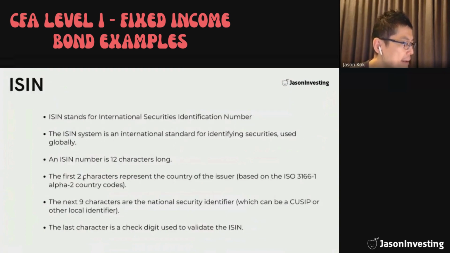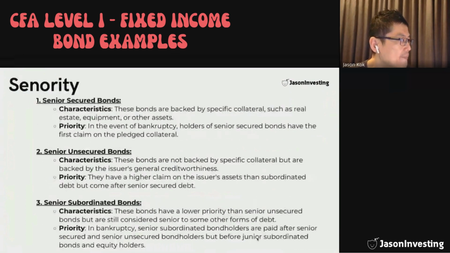Yeah. And the first 2 characters of the ISIN represent the country of the issuer. The next 9 characters are the national security identifier, which can be a CUSIP or some other local identifier. And the last character is similarly used as a check digit to validate the ISIN.